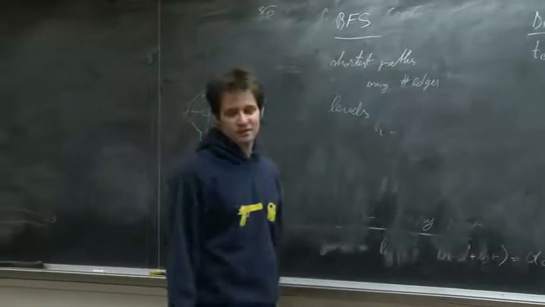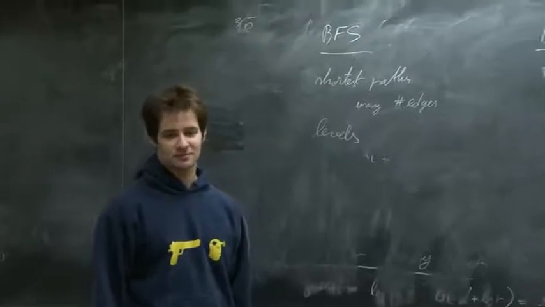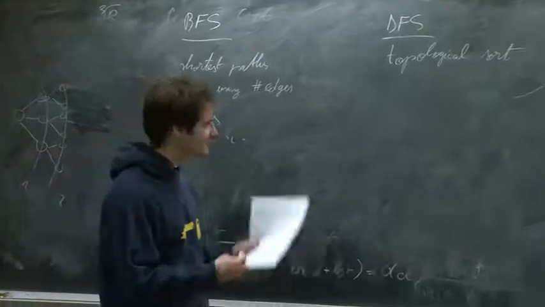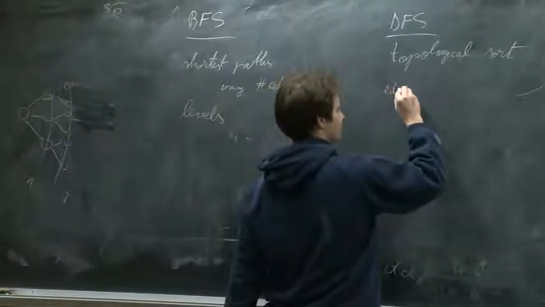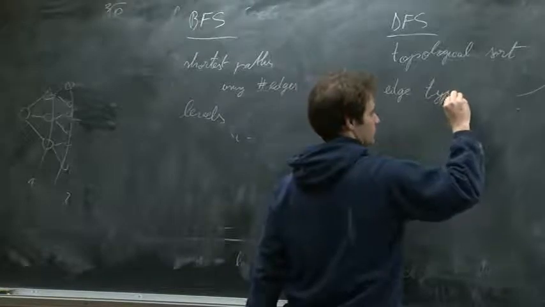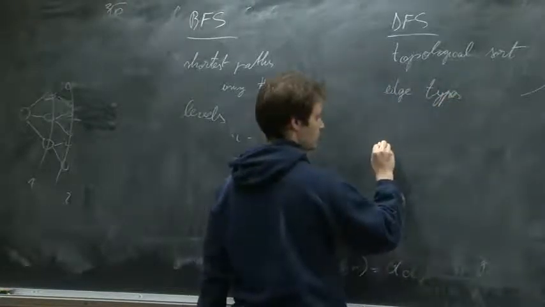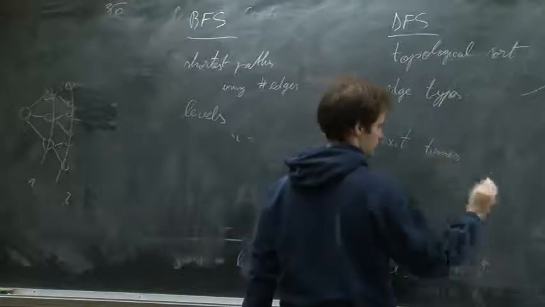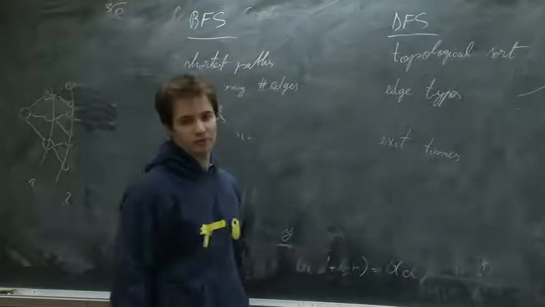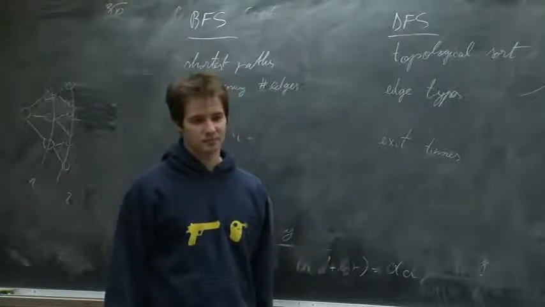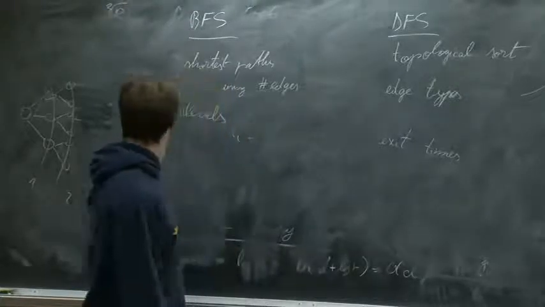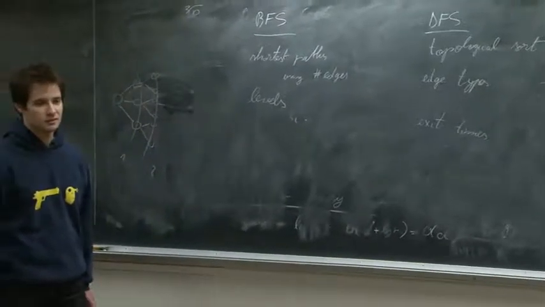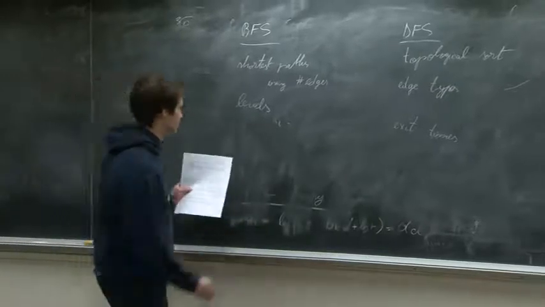What does DFS give us? A mess, right? So it gives us edge types. And it gives us exit times. Exit times are useful for topological sort, right? Yes. Also gives us a tree. Okay, does BFS give us a tree? Yes, they both give us trees. So both of them will give us trees. Awesome.